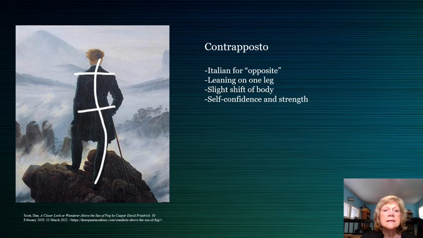The man is in the center of the painting. The man's stance is tall but not perfectly straight. This technique is called contrapposto, which is Italian for opposite or counter. The man is leaning on one leg, with a slight shift in his body. This gives an air of self-confidence and strength to the figure.